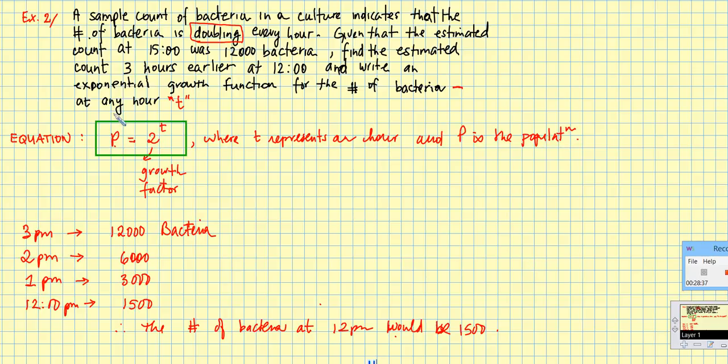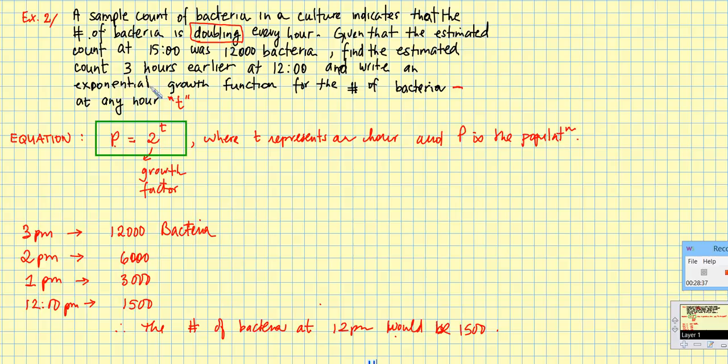And the next question says that you have a sample count of bacteria in a culture that indicates that the number of bacteria is doubling every hour. So every hour the bacteria is doubling. Now given that the estimated count at 3 p.m. was 12,000 bacteria, what they want you to do is find the estimated count 3 hours earlier when it was 12. And they want you to write an exponential growth function for the number of bacteria at any 1 hour.